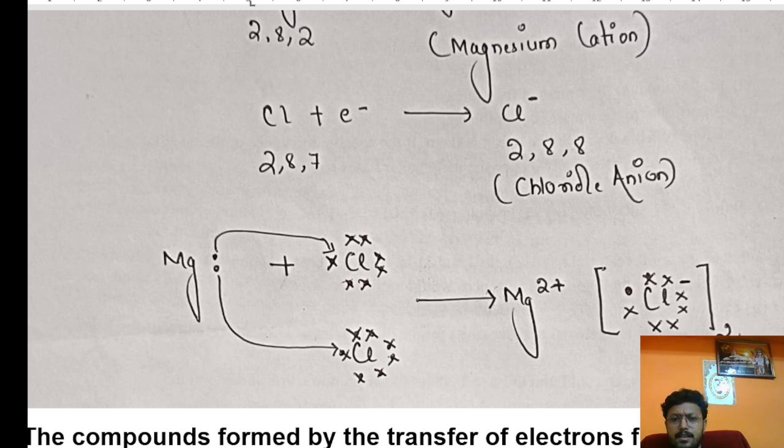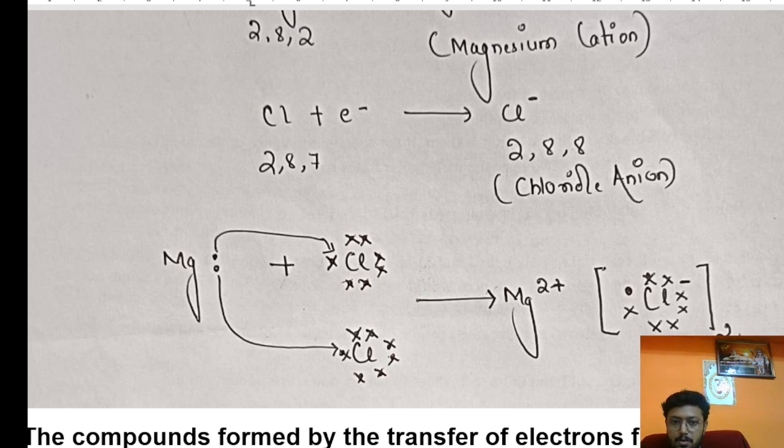Electronic configuration is 2, 8, 7. The outermost shell has 7 electrons. If it gains 1 electron, the outermost shell completes its octet. That's why chlorine gains 1 electron to form Cl minus, 2, 8, 8. This is the chloride anion. Dear students, it is a structure, right?